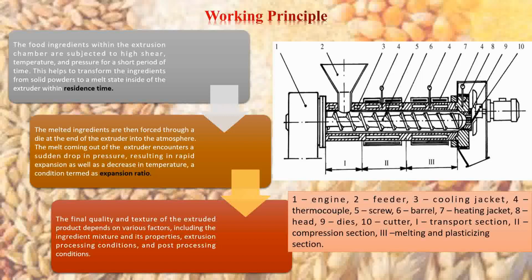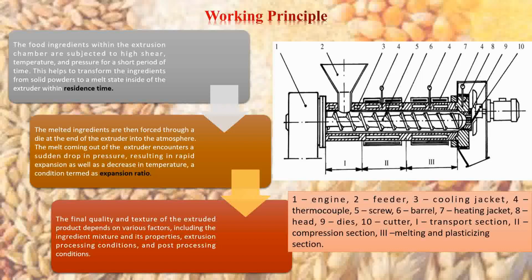And six is the barrel. The barrel is the encasing in which the screw is lying. The fifth one is the screw here. The screw is actually the major part of the extruder machine. Without the screw, the extruder is not an extruder, right? So the screw is doing the entire thing, and it is encased within the barrel. Seven is the heating jacket.